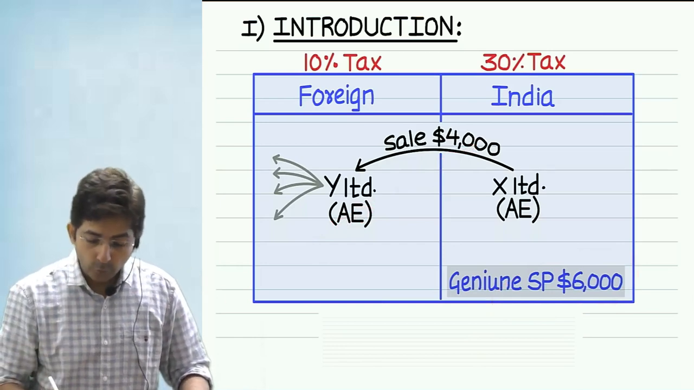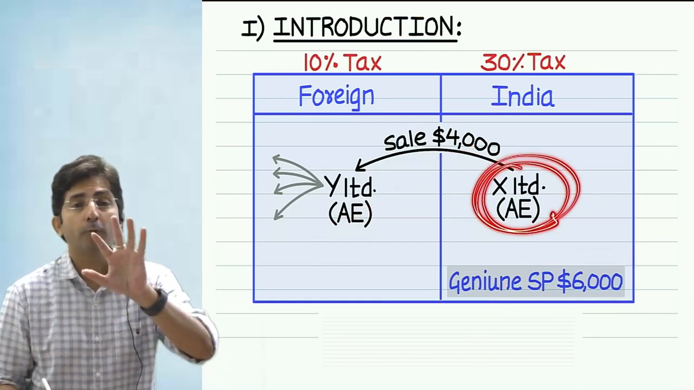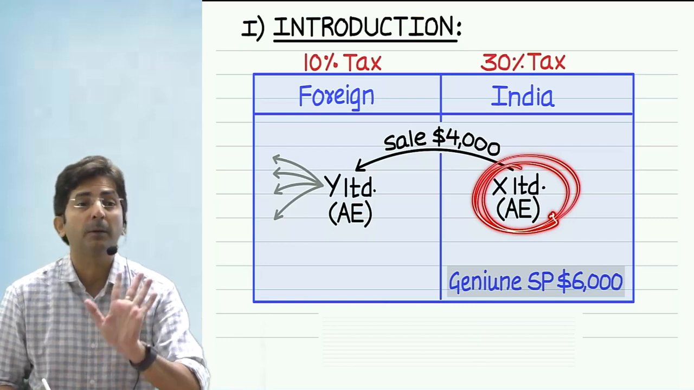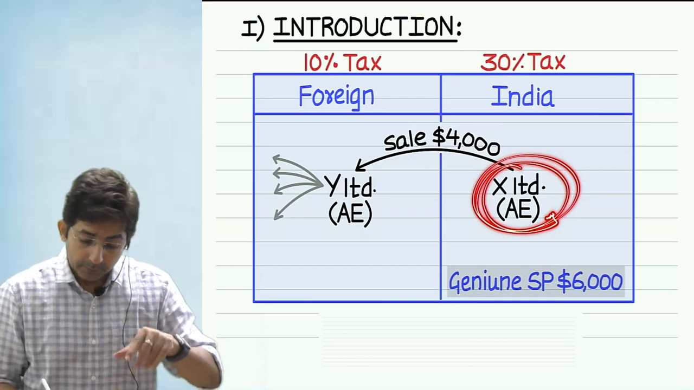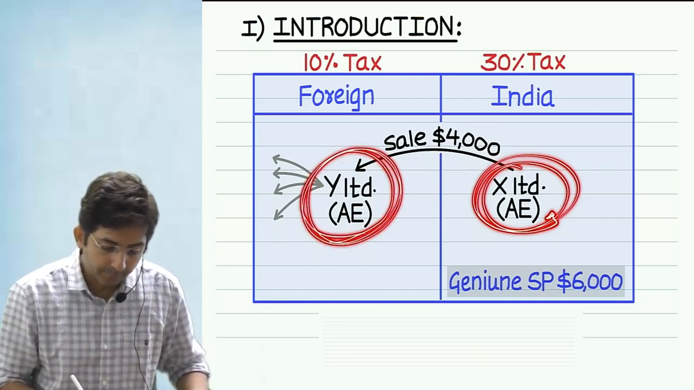So by manipulating, X Limited could reduce profits by $2,000, and on $2,000 they could save 30% taxes on profits. Okay, but the same $2,000 will increase in the profit of Y.